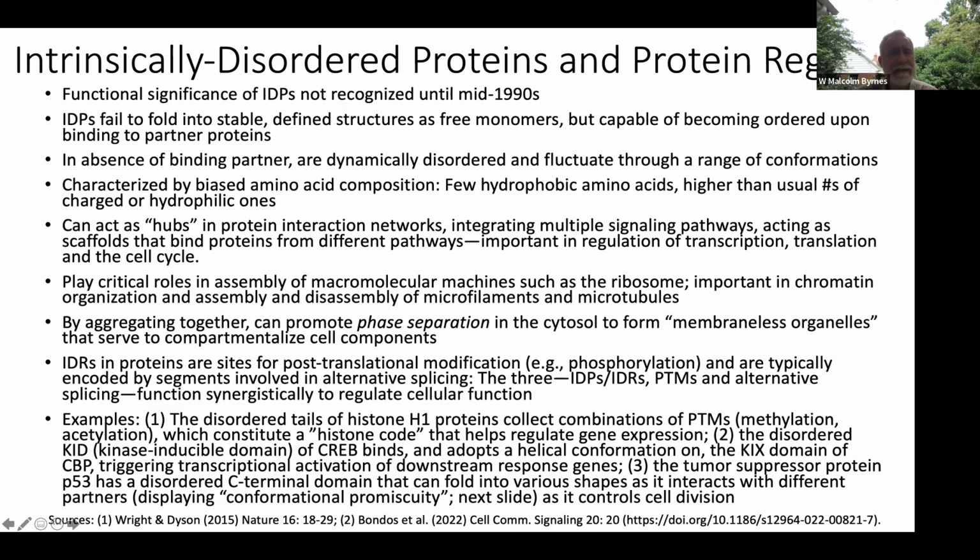These proteins can act as hubs in protein interaction networks. They integrate multiple signaling pathways. They act as scaffolds that bind proteins from different pathways and are important in the regulation of transcription, translation, and the cell cycle. They also play critical roles in the assembly of macromolecular machines, such as the ribosome, and they're important in chromatin organization and the assembly and disassembly of microfilaments and microtubules in the cell. Moreover, by aggregating together, they promote phase separation in the cytosol and form membraneless organelles that serve to compartmentalize cell components.